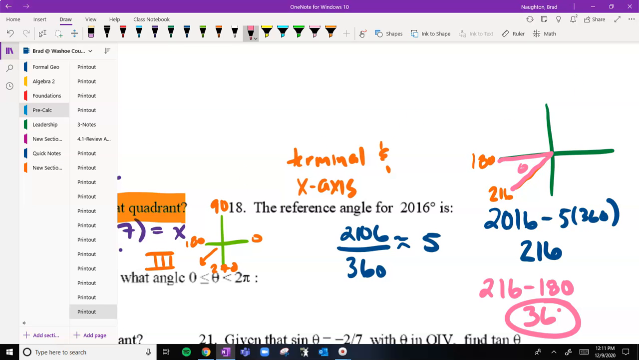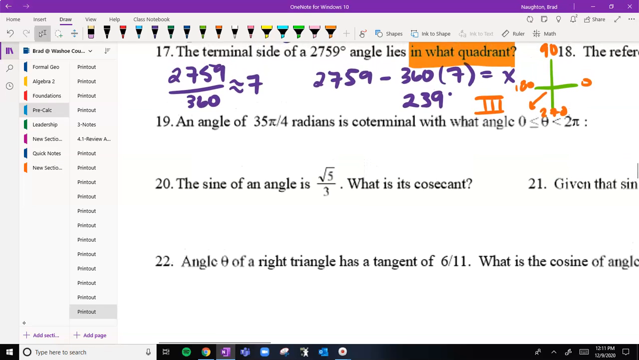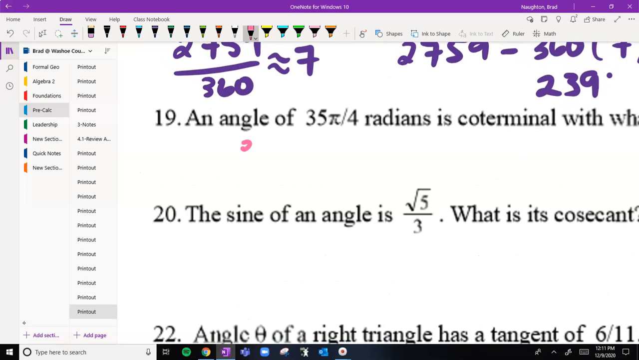Alrighty. So ladies and gents, moving on to number 19. It says, what is the angle coterminal? So where does it end? Once again, we want it between 0 and 2 pi. But since we're in radians, we're going to do that same sort of idea. So I'm going to do 35 divided by 4. And that's going to give me approximately 8 and 3/4 pi.